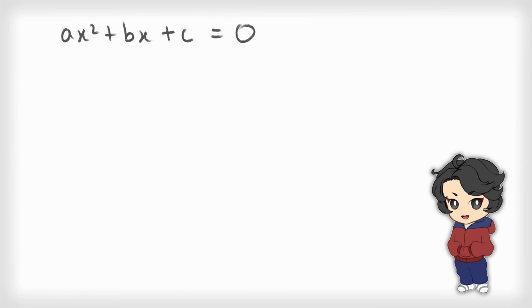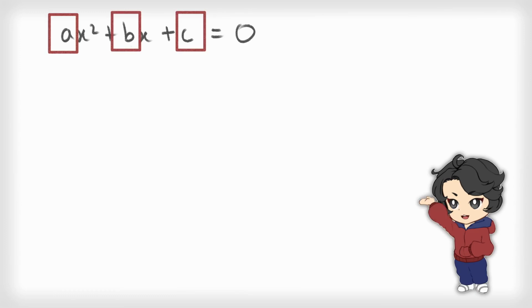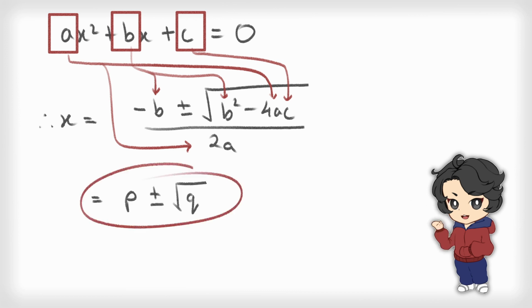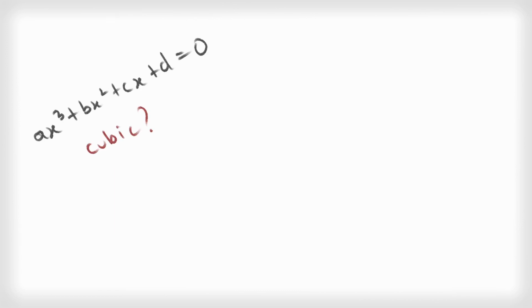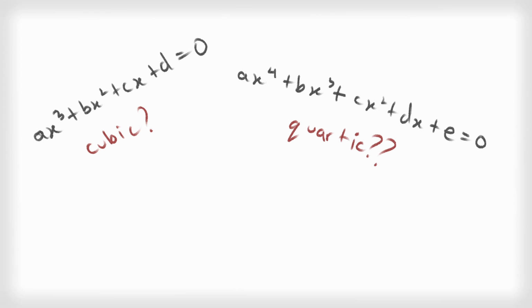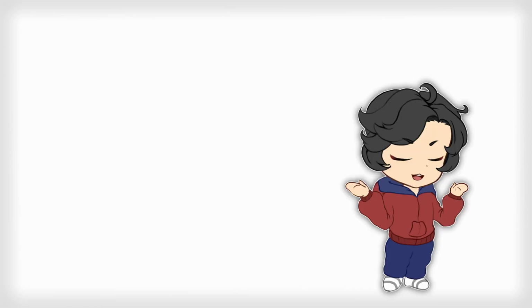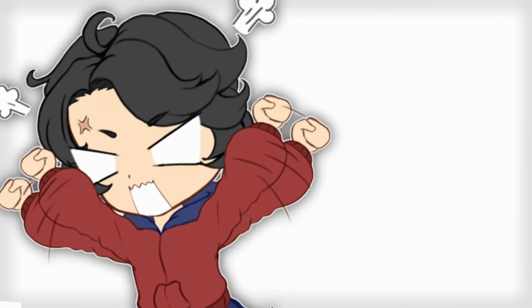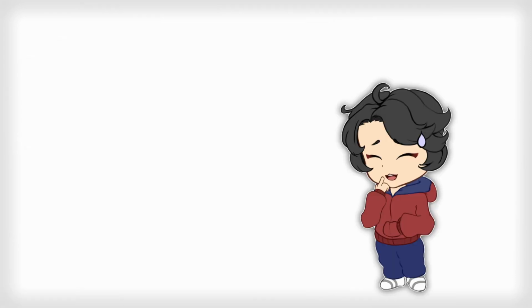Here you have a general form of a quadratic equation. Grab the coefficients, plug them into the formula, and boom, you have your two roots. But what about cubic or quartic? Do they have a general formula? Nope, absolutely not. Wait, no, get out of here. You don't exist. So yeah, anyways, like I was saying, there is no general formula to solve absolutely any polynomial.